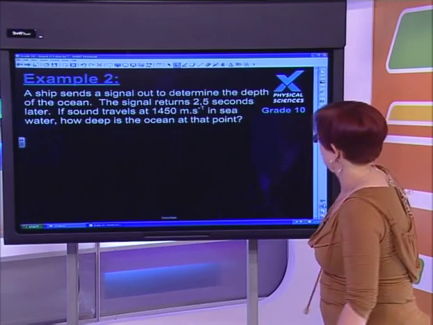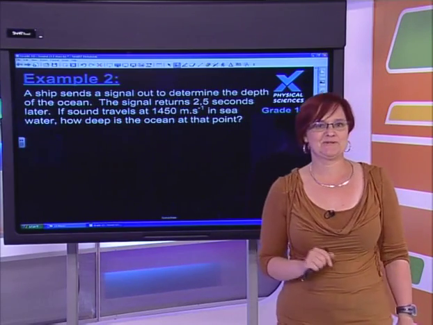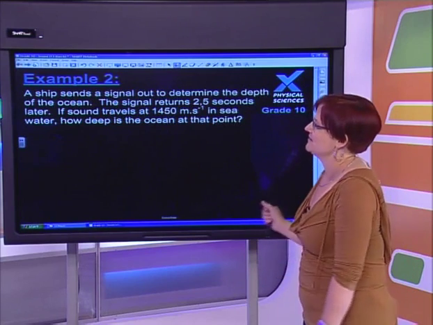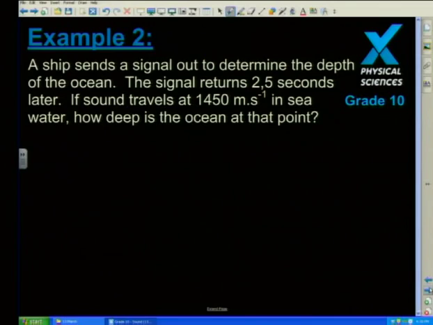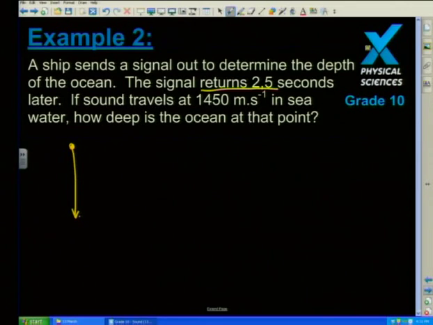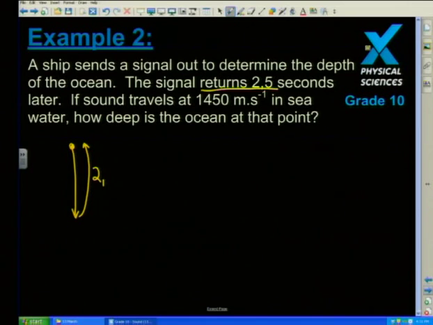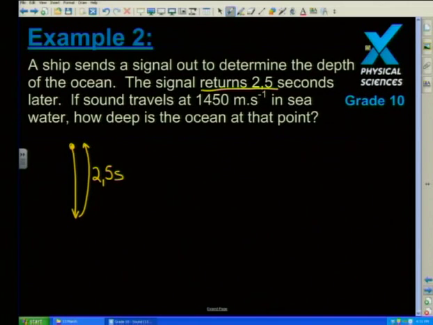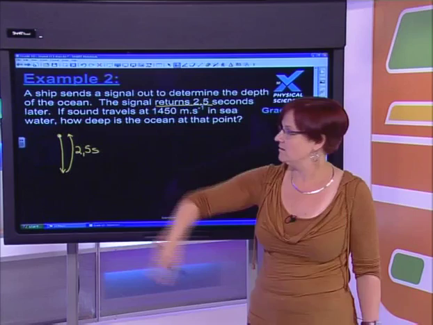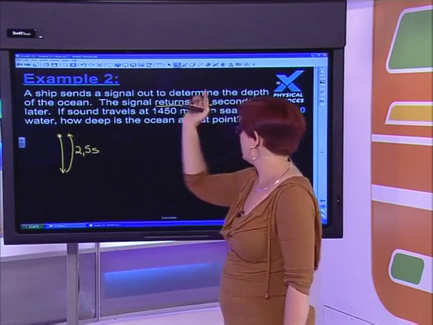Okay, next question. Nice question, because this deals with sonar. Now they say to you, a ship sends out a signal to determine the depth of the ocean. The signal returns 2.5 seconds later. So what they've said to you, and I like to draw a picture, is the signal comes out from the ship. I'm not going to try to draw the ship because that's going to be embarrassing. Goes down and then comes back 2.5 seconds later. So the signal travels the depth of the ocean twice. Once going down, once coming back up.